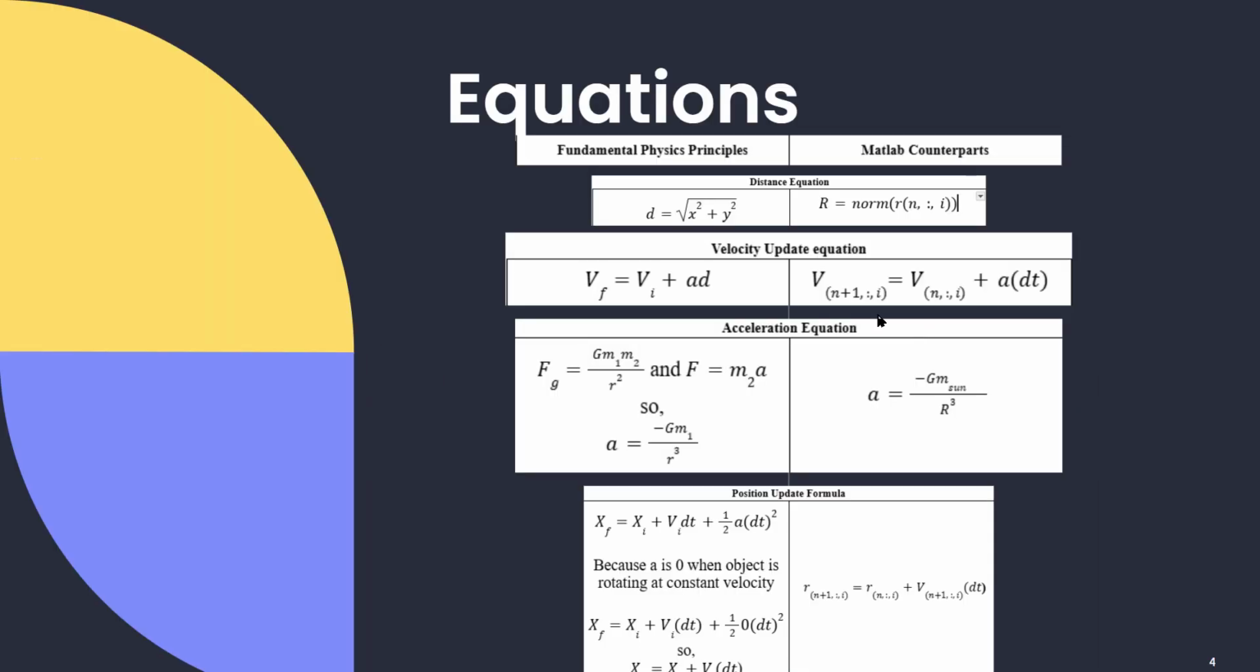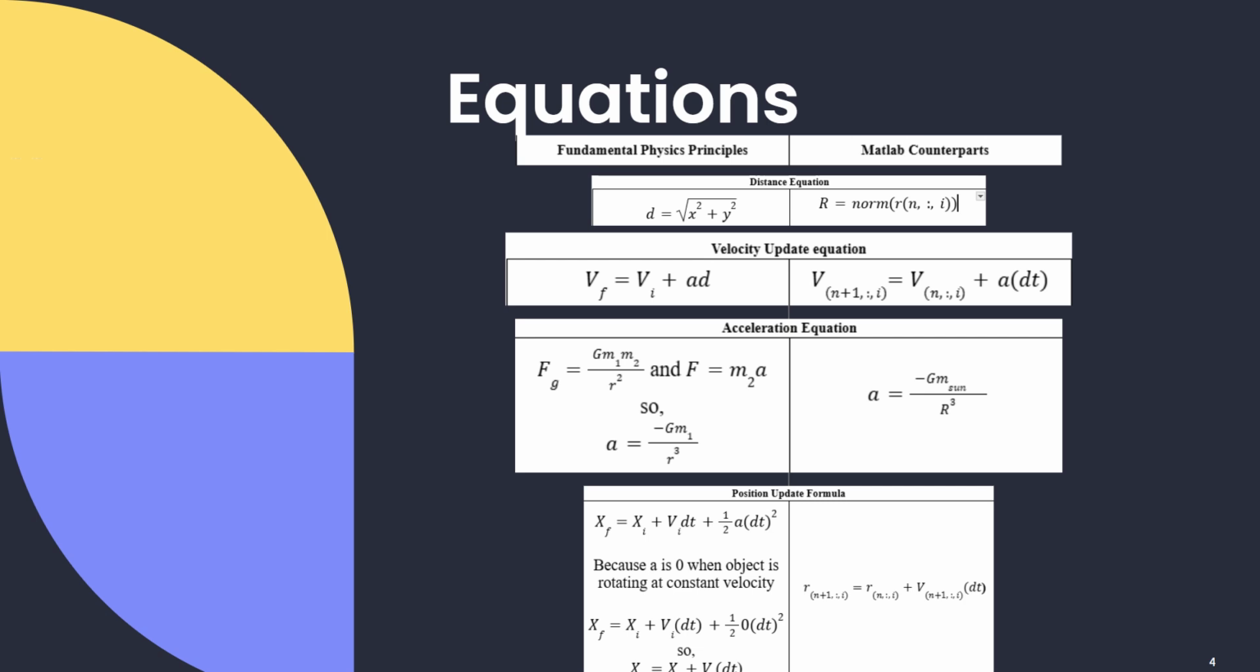Here we have the equations we had to derive for the for loop. On the left, we have the fundamental physics principles you have learned in your Physics 1 class, and on the right, we have the versions that MATLAB understands with vector components. The first equation we needed was to find the distance of each planet from the star. We would use the distance formula to find this and use the positions of the planets in the x and y axis. In MATLAB, we use the Euclidean norm function.